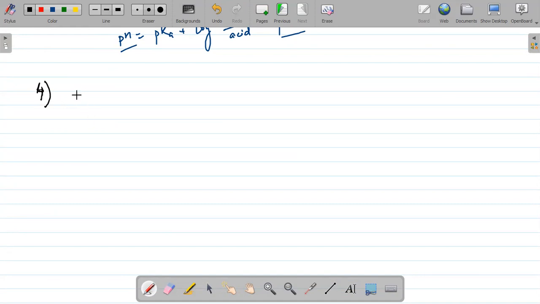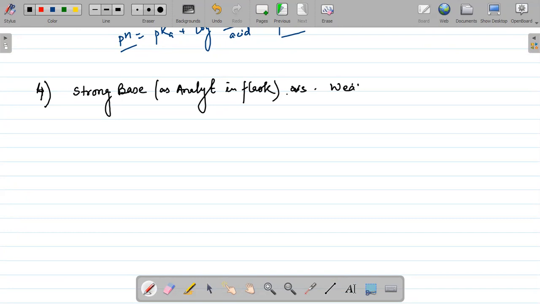Next variety of titration is going to be, तो एक्चुअली ग्राफ जो है वो ग्राफ के नाम पर तो हम ऐसे भी बना सकते हैं. वहां पे वीक एसिड था, यहाँ पर स्ट्रॉन्ग बेस. ठीक है, strong base in flask versus weak acid as titrant in burette.